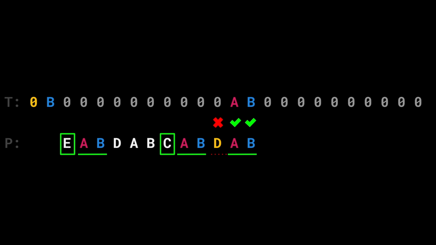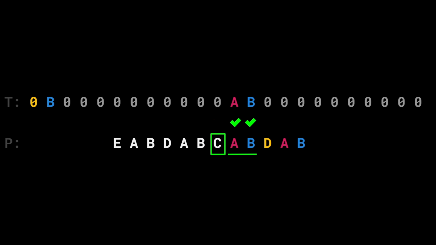If we come back to our previous situation, we shift the pattern to the last occurrence of A, B in the pattern. We start comparing from the last character. B, A, D, B, A are matching, but C isn't. But the substring A, B, D, A, B exists in the pattern, so we can shift our pattern to this position. And we can keep going, but I think you understand the idea.